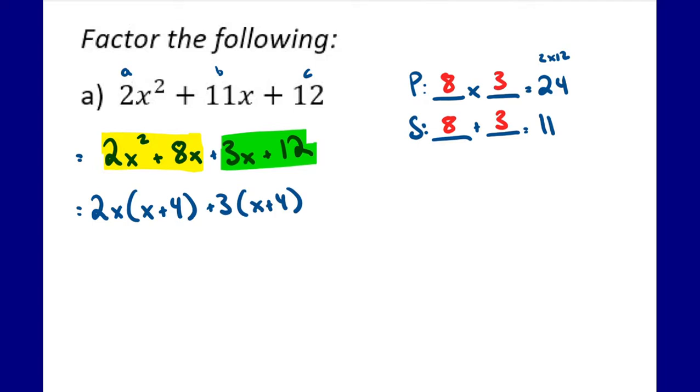Now that we've factored by grouping, hopefully we recognize that there is a common factor between those two terms, which is actually the bracket itself. So I can remove that bracket, x plus 4, and I'm left with the remainder 2x plus 3. And that is factored fully. I have a product at the end. I've taken my complex or tricky trinomial and broken it down into its factored form.